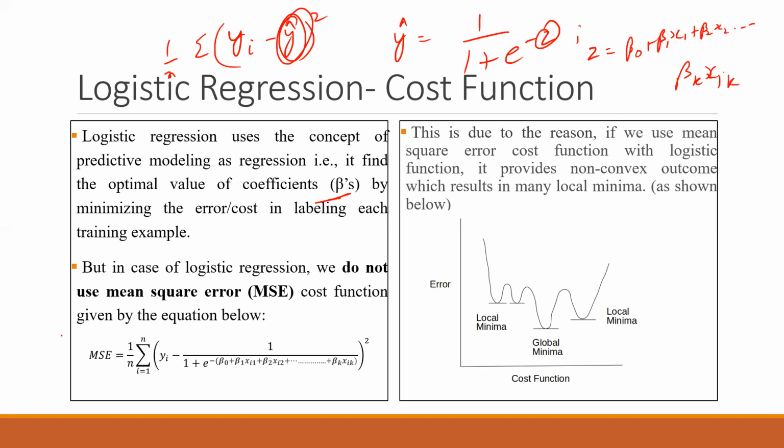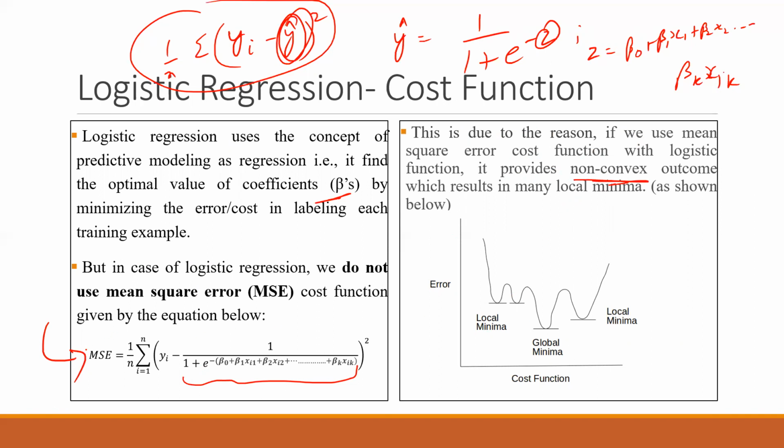You can see this in the formula of mean square error. This was the function of a mean square error. The same thing is being done, just that this y hat has been updated according to the logistic regression. And this is due to the reason that if we use the mean square error cost function with the logistic function, it provides a non-convex outcome which results in many local minimas.